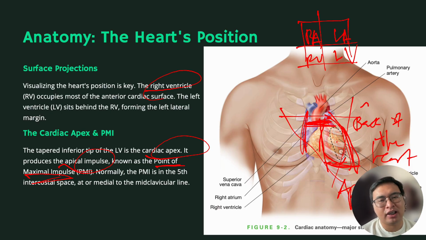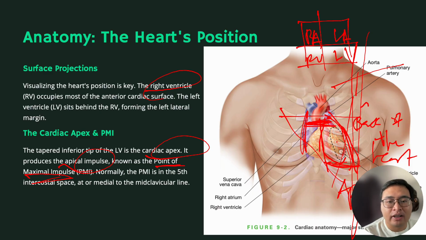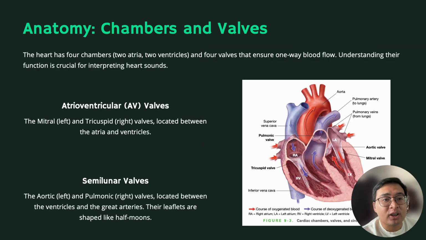What's the midclavicular line? So you take your clavicles here, find the middle of that, draw a vertical line, then that's your left midclavicular line. Okay? The point of maximal impulse is located just medial to it. So the heart has 4 chambers, 2 atria, left and right atrium, and 2 ventricles, left and right ventricles. And there are also 4 valves to ensure that blood flows one way, to ensure that it flows correctly.